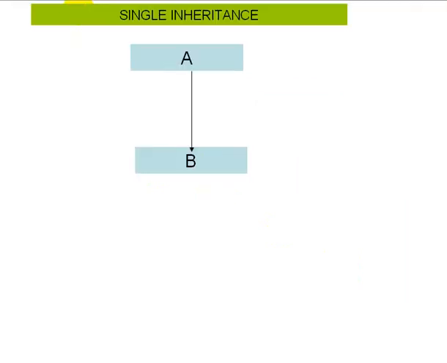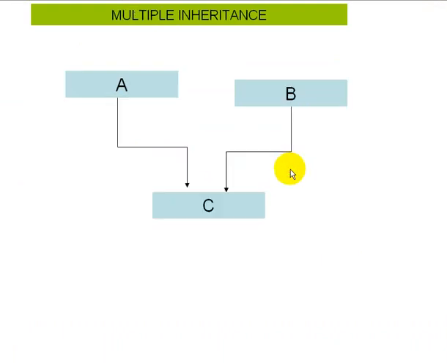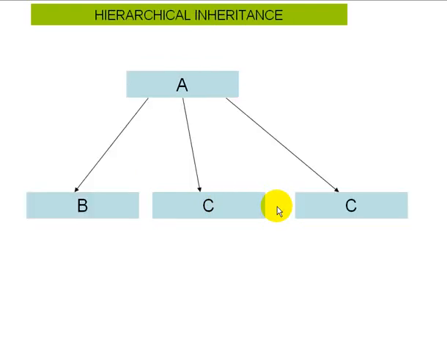See, this is a single inheritance. A single base class: A is a base class, B is a derived class. Next one is multiple inheritance. Two base classes, one derived class. A and B are the base classes and C is a derived class.